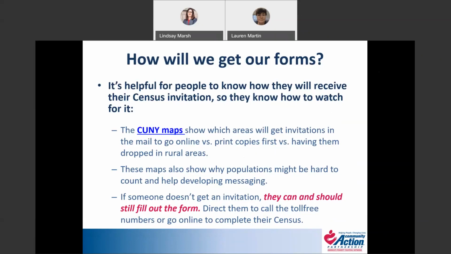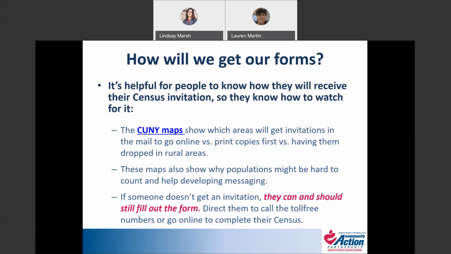If somebody doesn't get an invitation, which is entirely possible, especially among our populations where people tend to move quite a bit, we have a very mobile population among community action. People might end up living in somebody's basement for a few weeks and then moving to a motel and then moving in with a parent for a few weeks. If they don't get an invitation, they can and should still fill out the form with whatever address they think they're going to live at on April 1st.